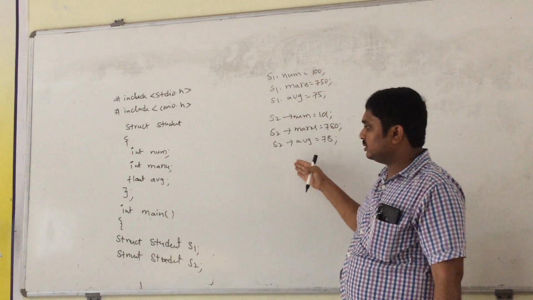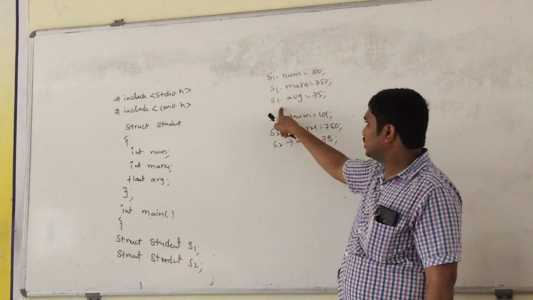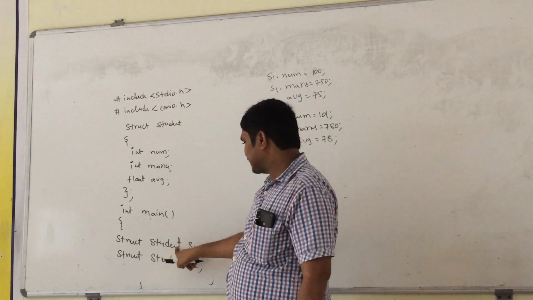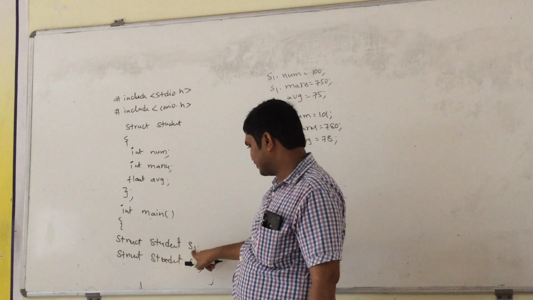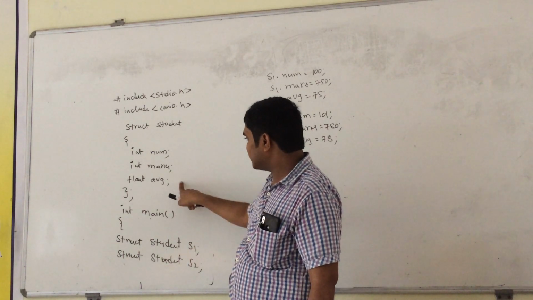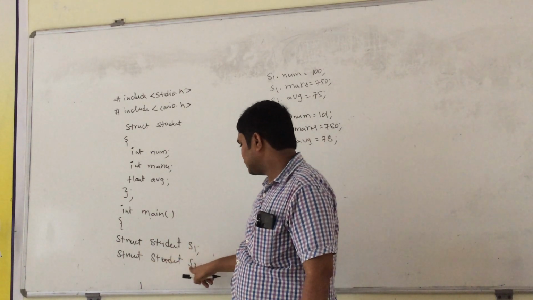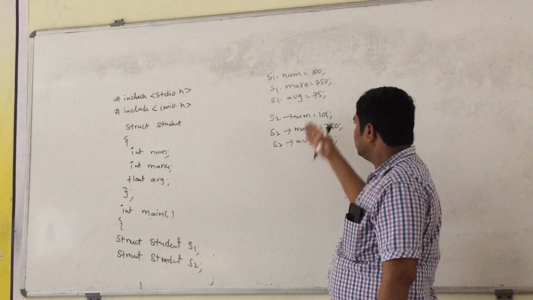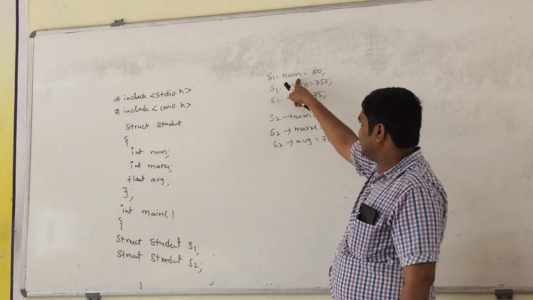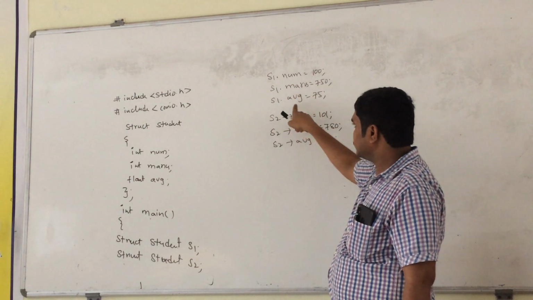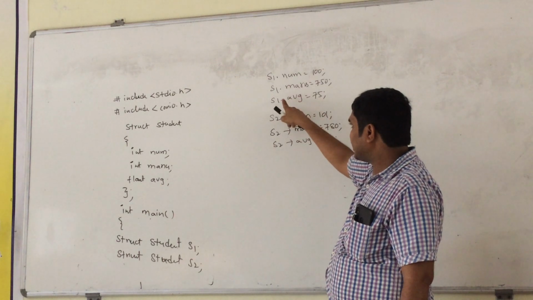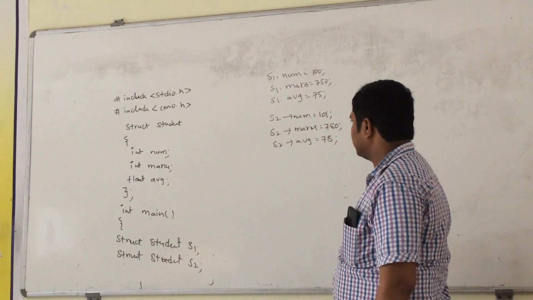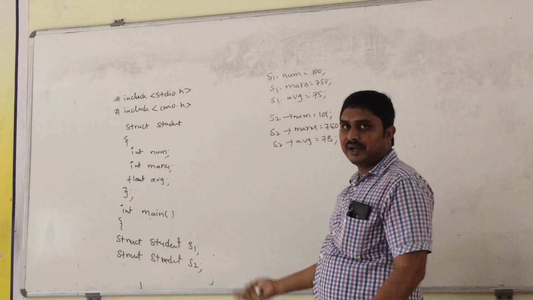I am taking the input for student 1 and student 2. For every student, this is the student structure. For the structure variable S1 all the elements are available, and for S2 all the structure elements are also available. So for S1 there is a number, marks and average, and the same for S2. By using the dot operator we can initialize, or by using the arrow operator we can initialize. After taking the values we can print the result.